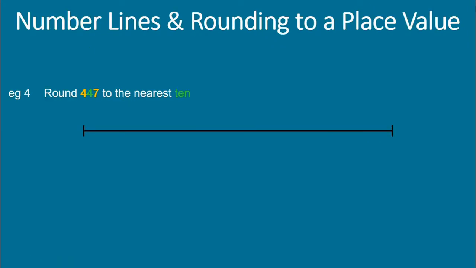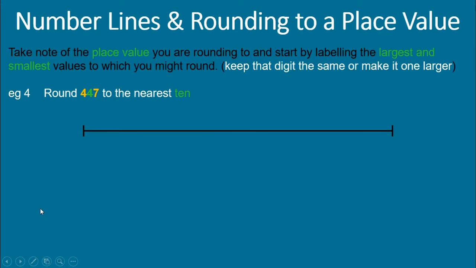Now let's have a look at number lines and how we can use them to show rounding. Round 447 to the nearest 10. Again, I've used a different color to clearly show that this 4 here is the digit that's in the tens position.